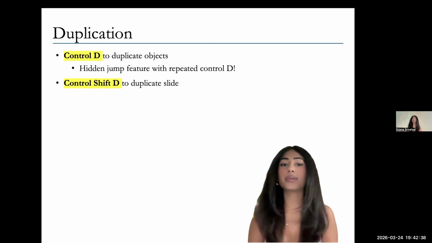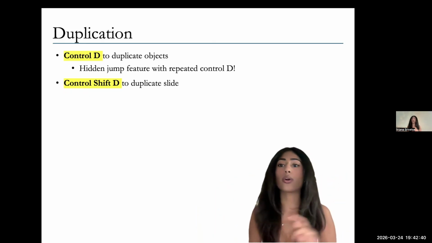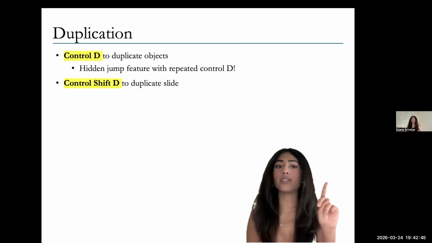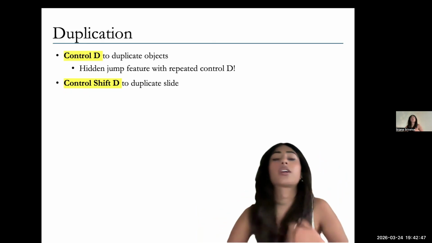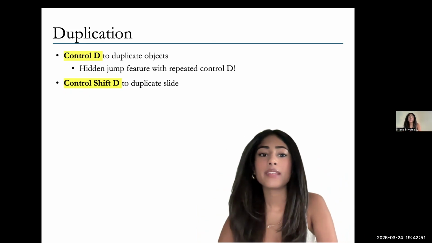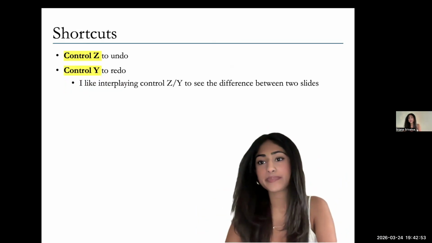alignment gap, right? So you can just Control-D, Control-D, Control-D, Control-D, and you can just go at the exact angle that you dragged it at. So this is the hidden jump feature. Me explaining this probably doesn't make sense. Just try it out for yourself. It's very nice. And then Control-Shift-D duplicates a slide.